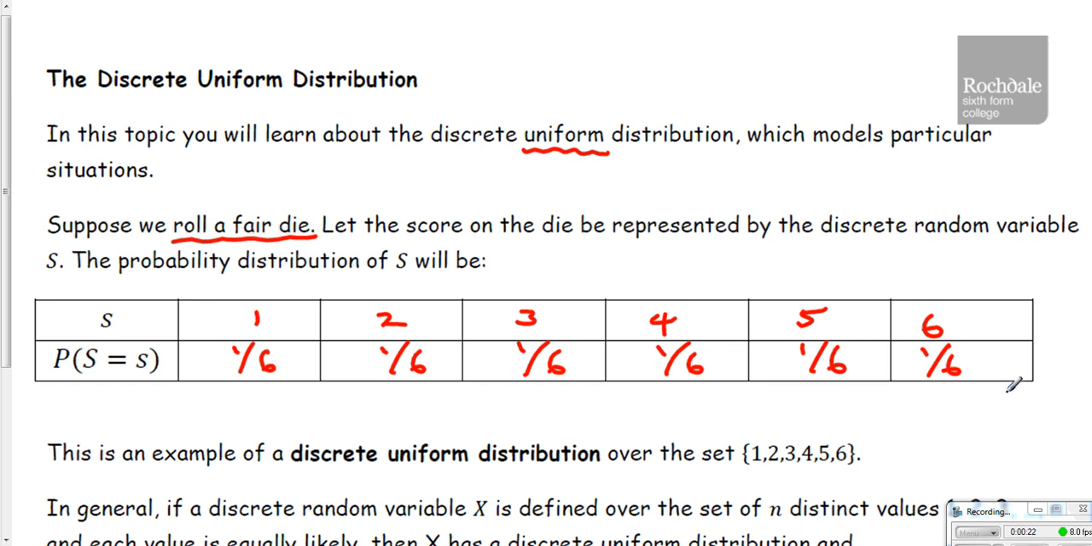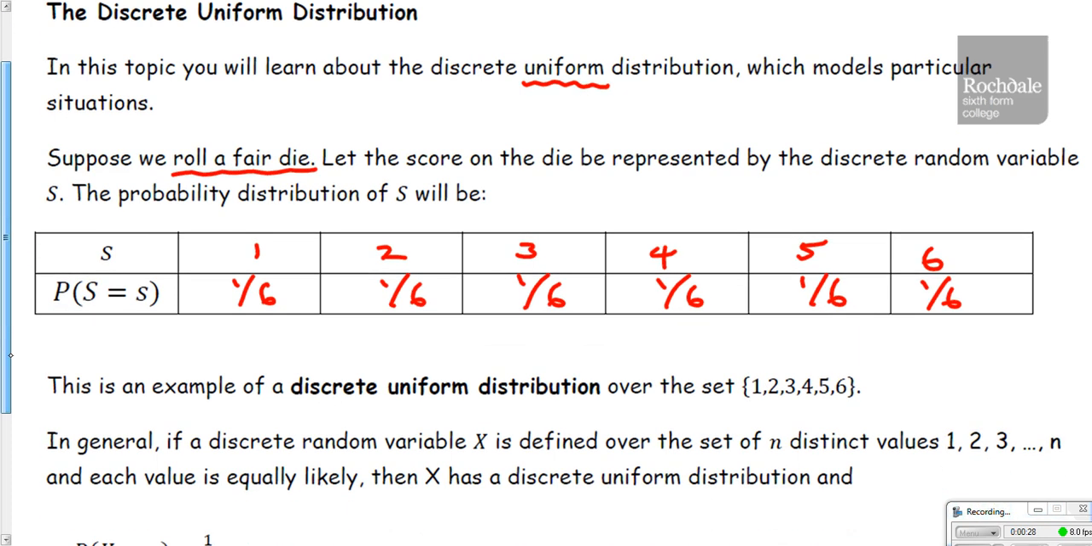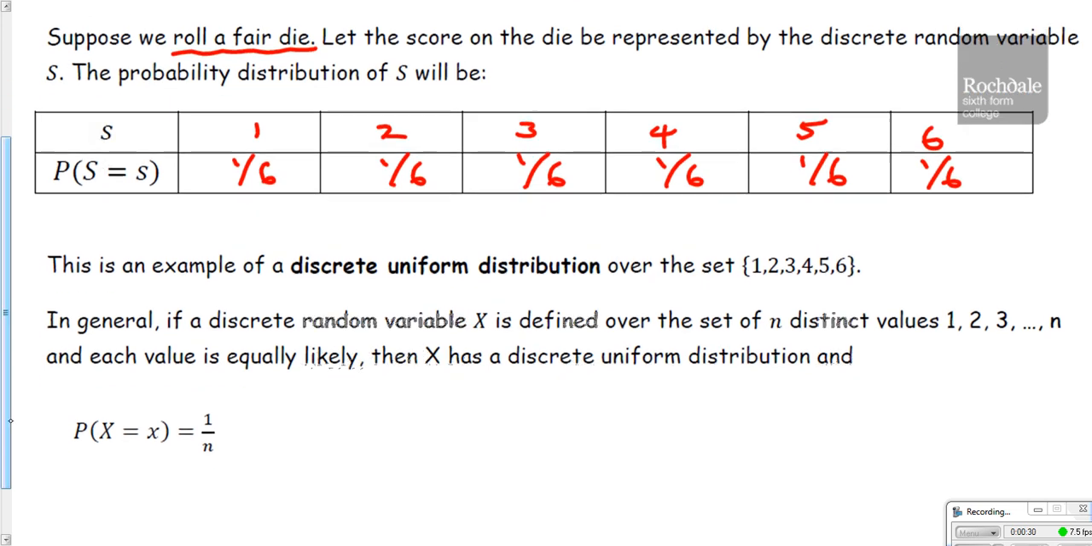the dice was fair. So we would say it's got a discrete uniform distribution, and each value has a probability 1 over 6. So if there were n values, then you would expect each one to have a probability 1 over n. If there were 10 values, it'd be 1 over 10. If there were 20, it'd be 1 over 20 for each entry.